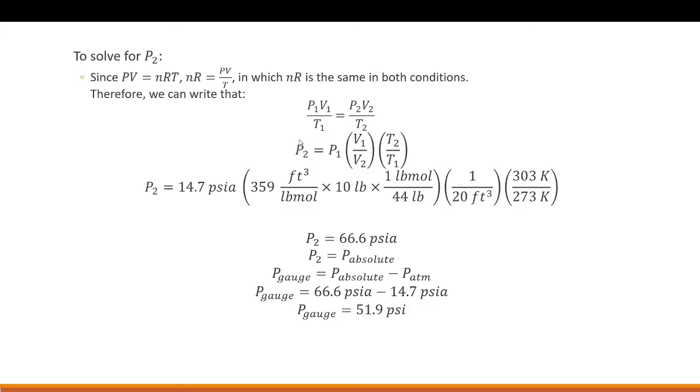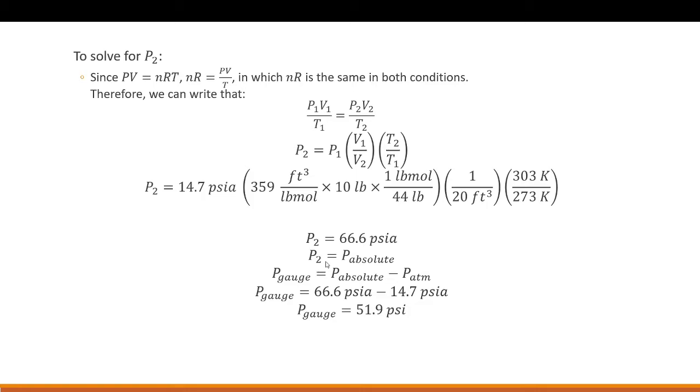Rearrange the equation so that we have P2 on the left hand side, and then we substitute the values that we have found just now into the equation. So this is your P1, this part here is your V1, divided by 1 over 20 feet cube, this is your V2, and T2 and T1. Overall we found that P2 equals 66.6 psia.